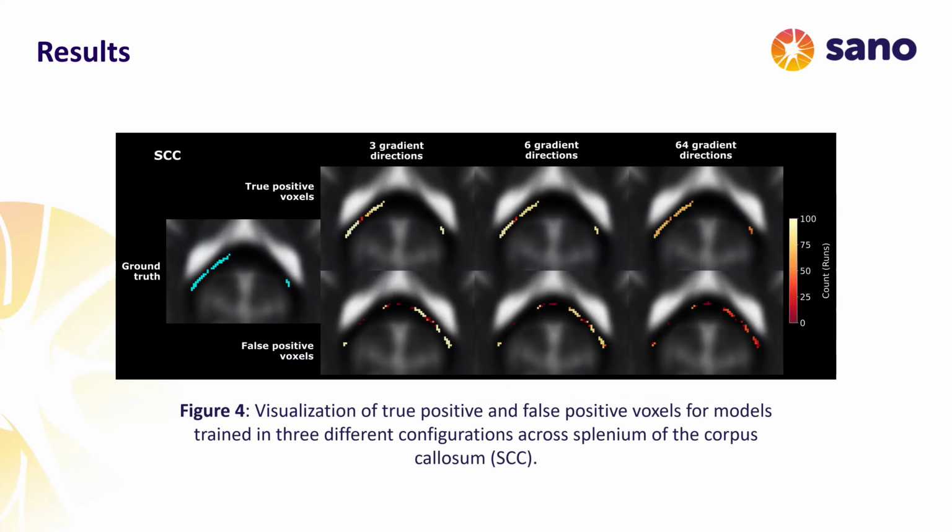And the visual analysis confirms our observations from the numerical results. All of the models correctly detect the true positive voxels, but for the 3 and 6 gradient directions, we can observe bright and stable clusters of false positive voxels, which means that the model is not randomly generating errors, but they are consistently seeing statistically significant differences in incorrect regions across multiple runs.